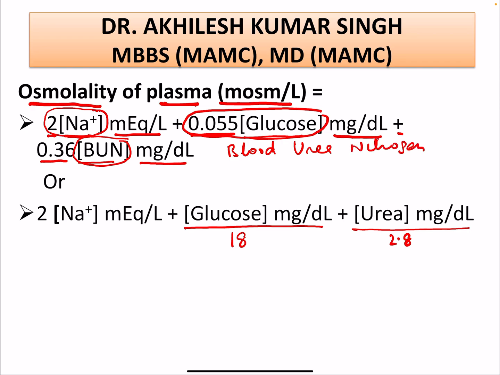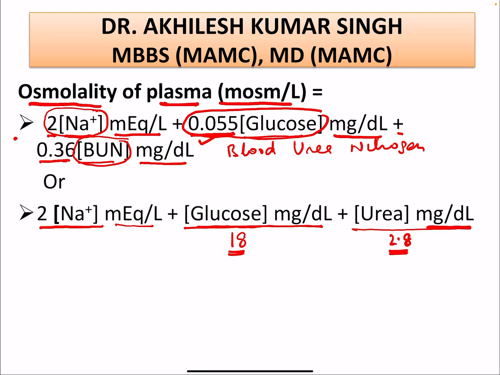This formula can also be written as twice the concentration of sodium in milliequivalent per liter plus the concentration of glucose in milligram per deciliter divided by 18. If we divide it by 18, it will give the same value as 0.055 times glucose. Plus urea in milligram per deciliter divided by 2.8. If we divide the concentration of urea by 2.8, it will give the same value of 0.36. So the osmolarity of plasma is calculated by this formula.